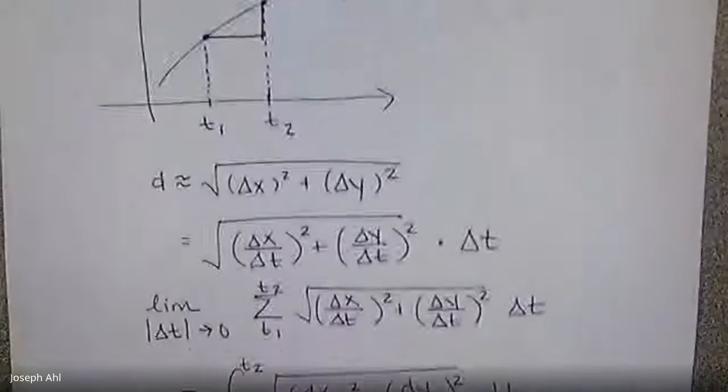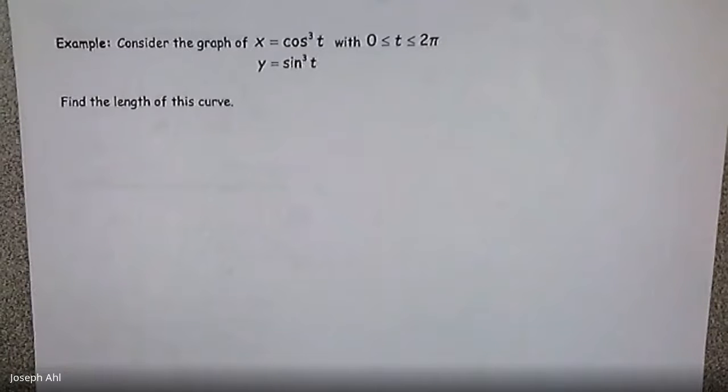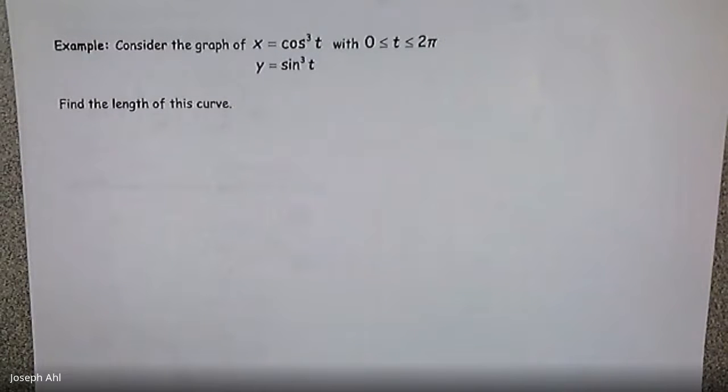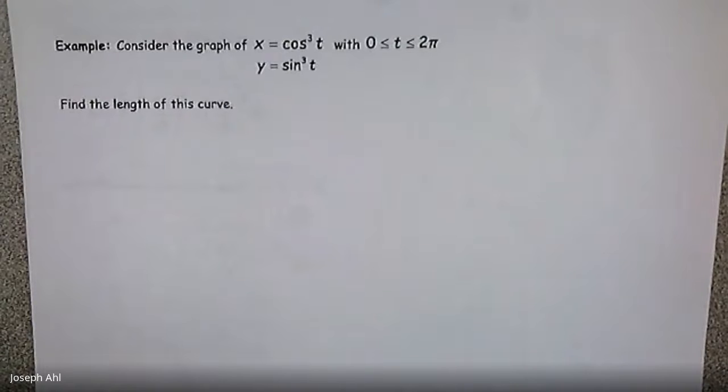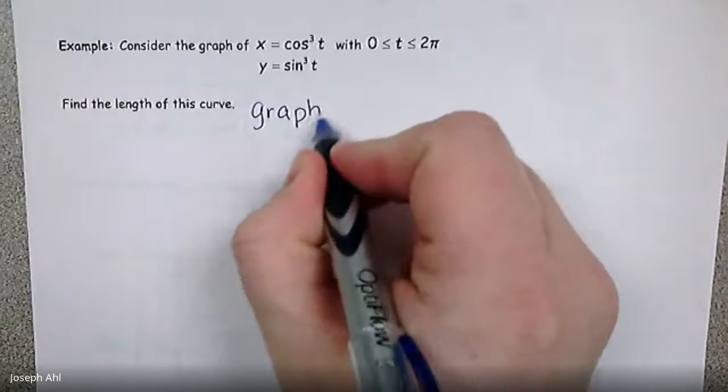So let's actually see an example on the next page where we have the graph of x equals cosine cubed t and y equals sine cubed t. We want to see what the length of this curve is from 0 to 2 pi. In order to get a better understanding of what this curve looks like, sometimes with parametric equations you can probably visualize what the rectangular form would be and therefore know what the graph looks like. But beyond that, if we're not sure what this looks like, let's actually graph it over the following window.